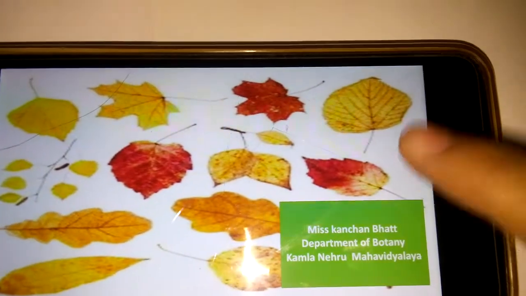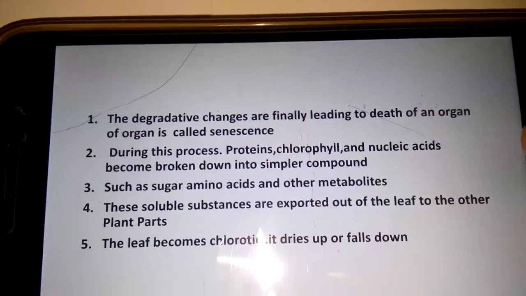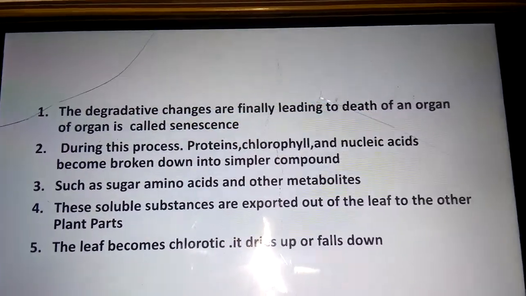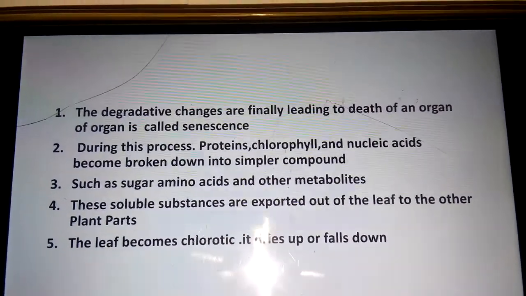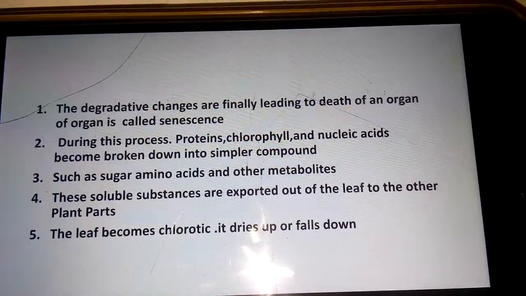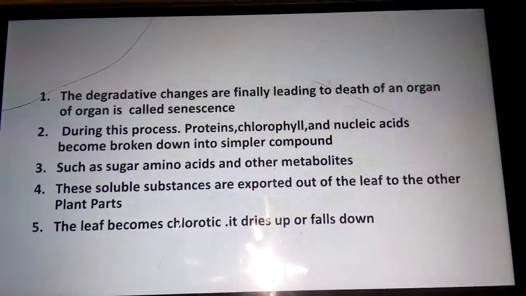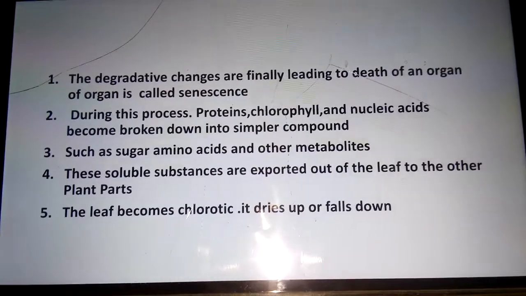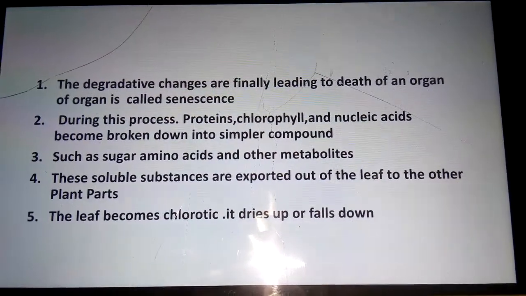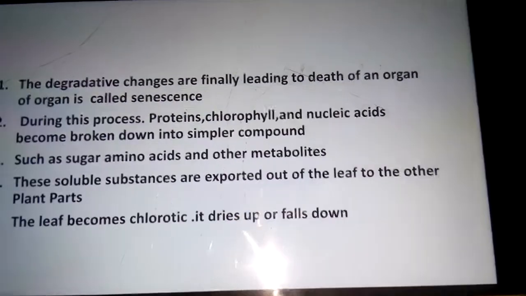Today's topic is senescence of leaves. So now, what is senescence? The degradative changes finally leading to death of an organ are called senescence. During this process, protein, chlorophyll and nucleic acids become broken down into simpler compounds such as sugar, amino acids and other metabolites. These soluble substances are exported out of the leaf to the other plant parts. The leaf becomes chlorotic, it dries up and it falls down.